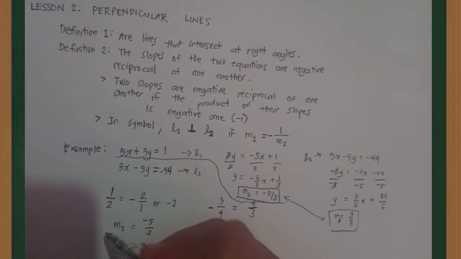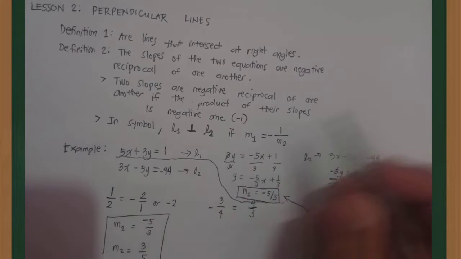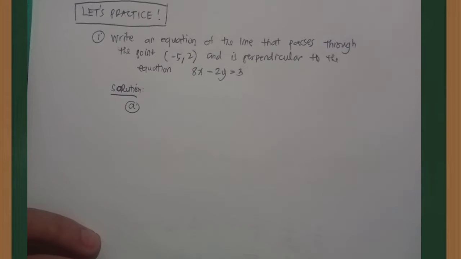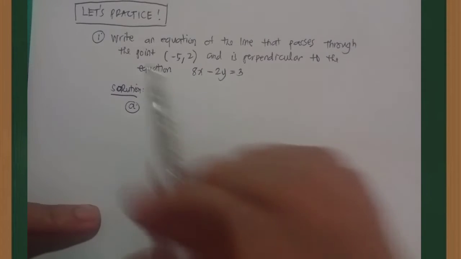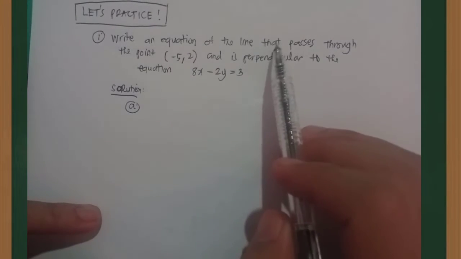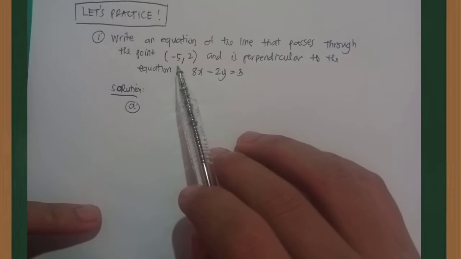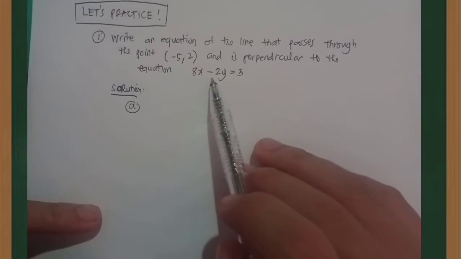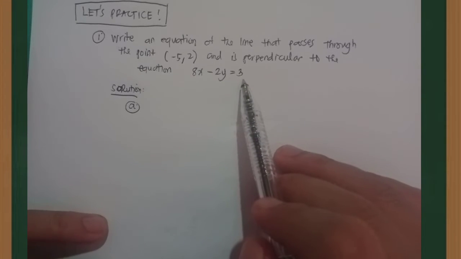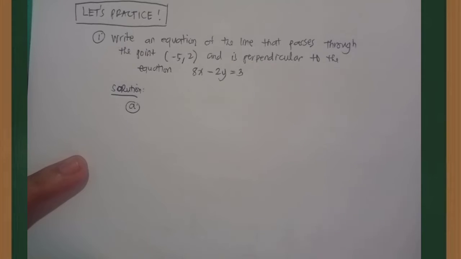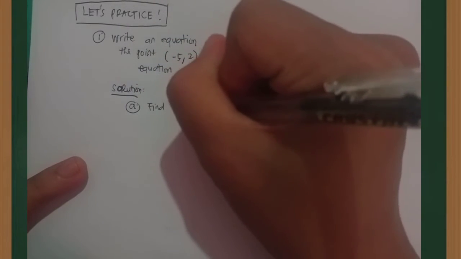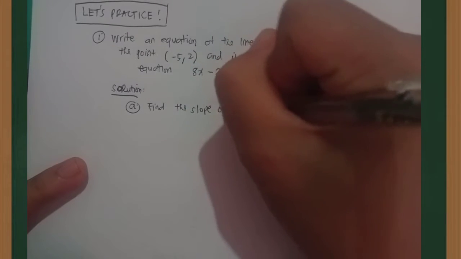So remember this whenever we talk about perpendicular lines. I hope that's clear. Let's practice. Example number 1. Write an equation of the line that passes through the point negative 5, 2 and is perpendicular to the equation 8x minus 2y equals 3. Here's the solution. First thing you need to do is to find the slope of the given line.